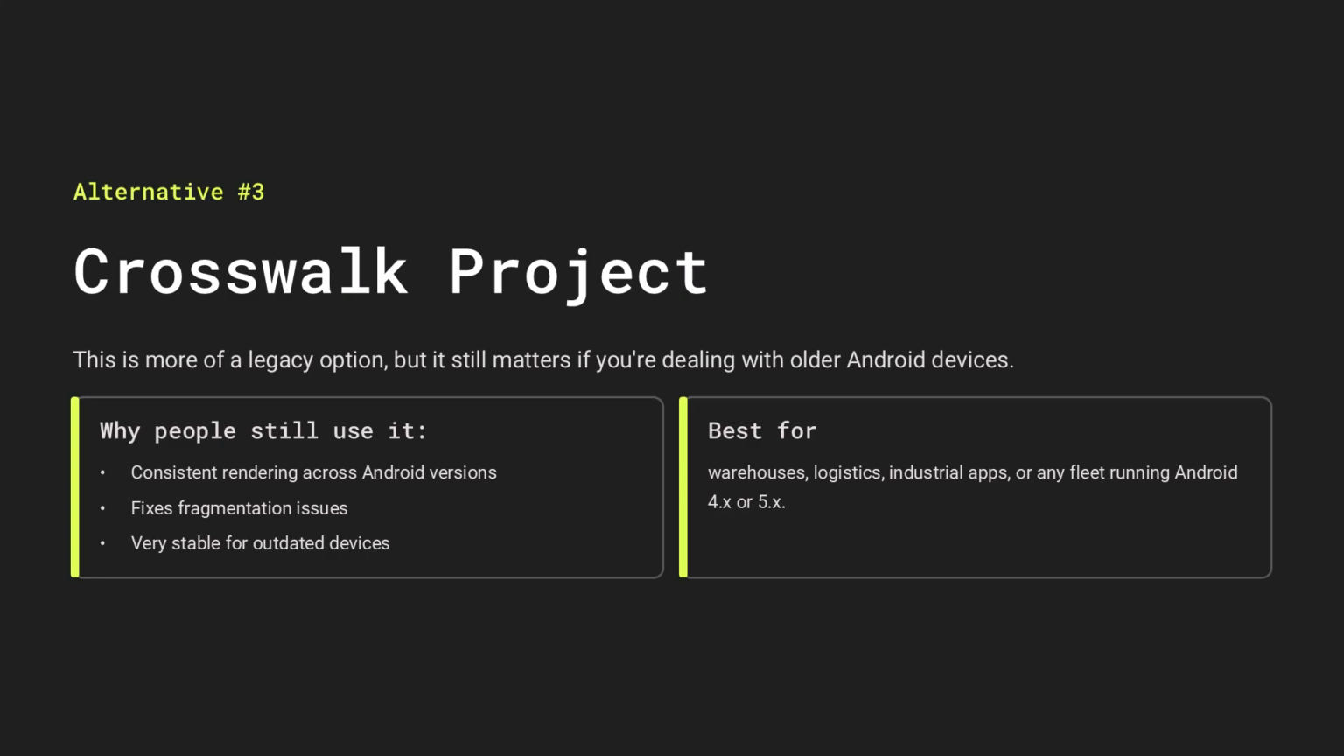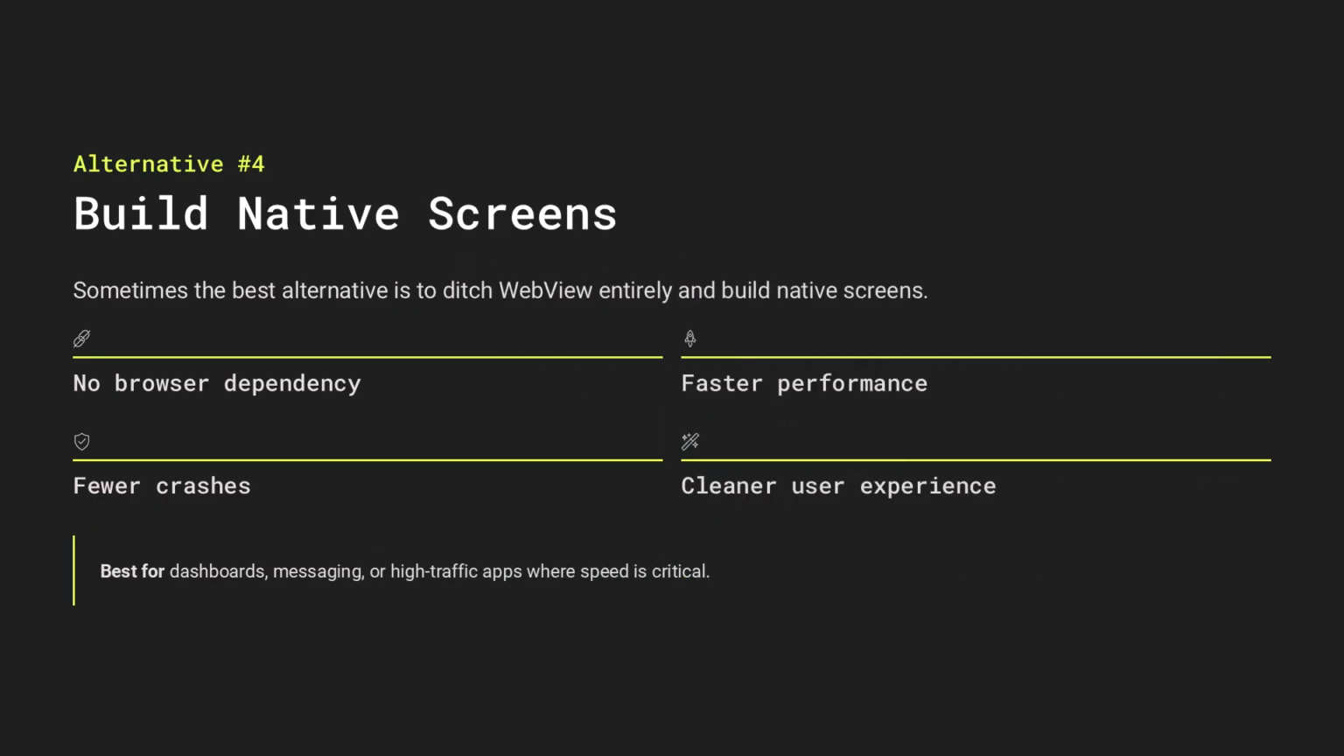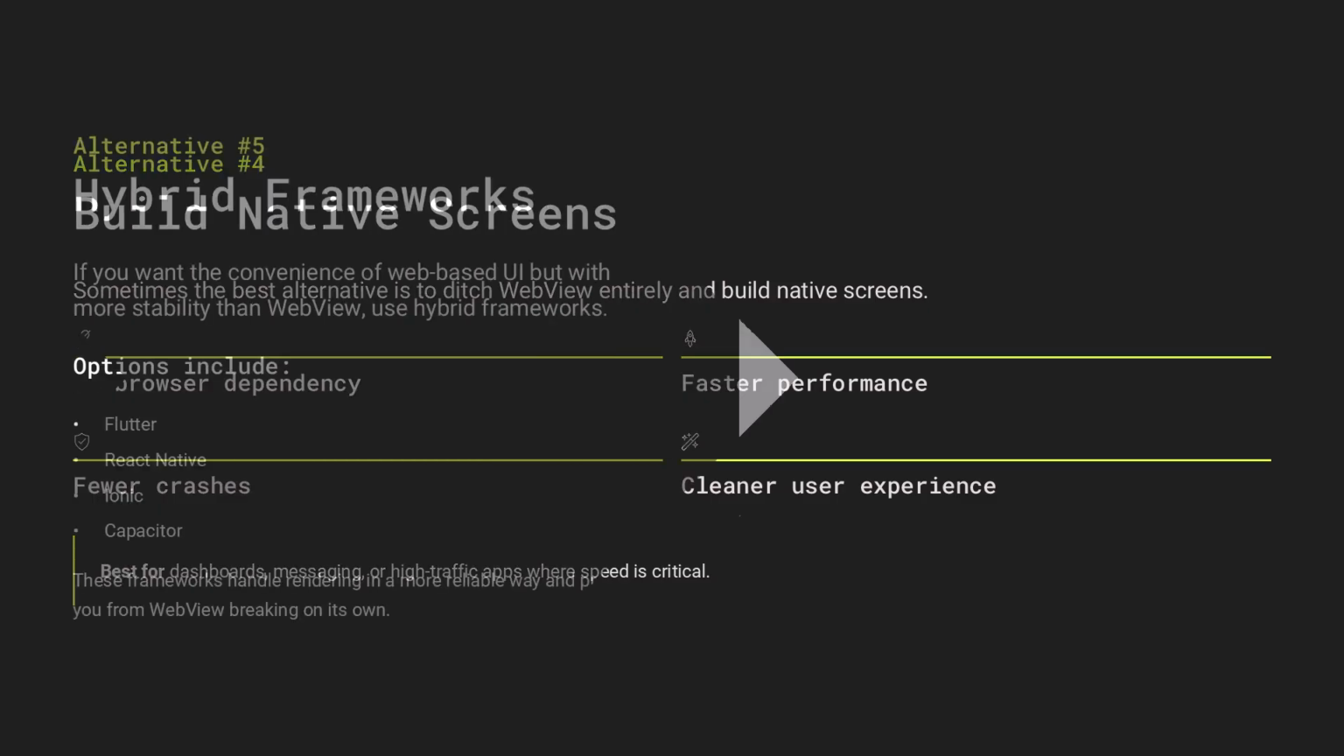Build native screens. Sometimes the best alternative is to ditch WebView entirely and build native screens. Why it works? No browser dependency, faster performance, fewer crashes, cleaner user experience. Best for dashboards, messaging, or high traffic apps where speed is critical.